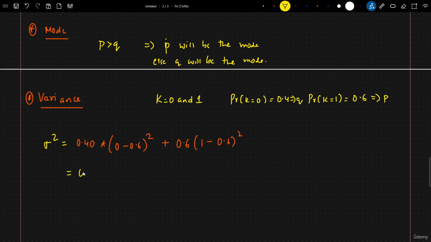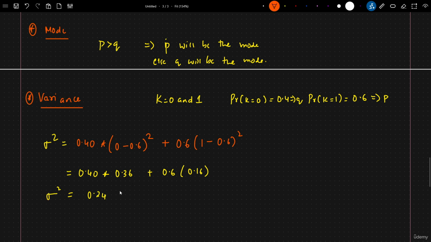Now if you compute it, 0.4 multiplied by 0.6 whole square, which is 0.36. Then you get 0.6 multiplied by 0.16, because 1 minus 0.6 is 0.4, and 0.4 whole square is 0.16. Now if I do the calculation, I get 0.24.